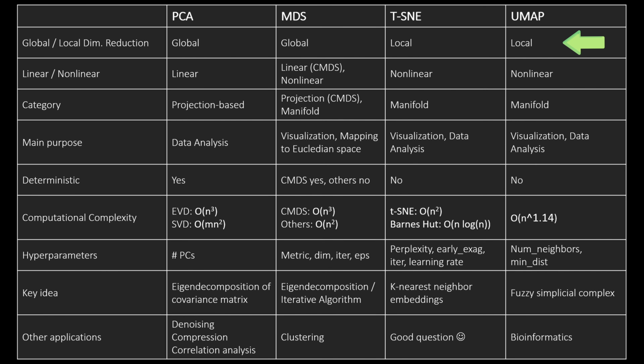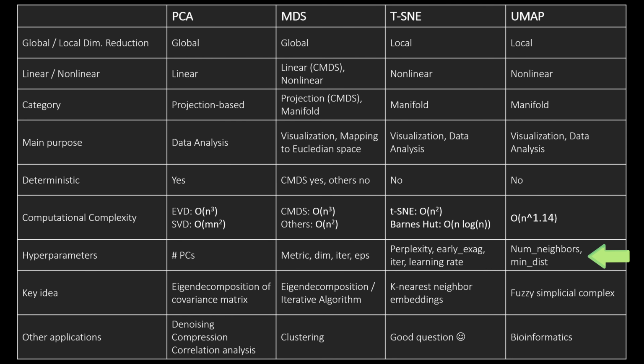UMAP is a local and nonlinear manifold learning technique. That's because we try to approximate the manifold using the nearest neighbors of each point. The main purpose is visualization and data analysis. It is not deterministic because there are stochastic components that come from the approximations used to speed up performance. The computational complexity of UMAP is n to the power of 1.14, and this bound comes from the nearest neighbor descent algorithm and was estimated empirically.